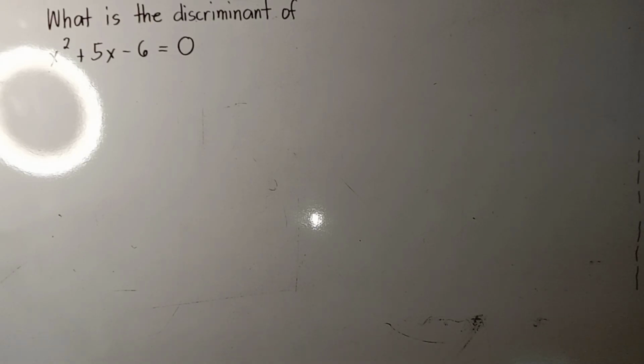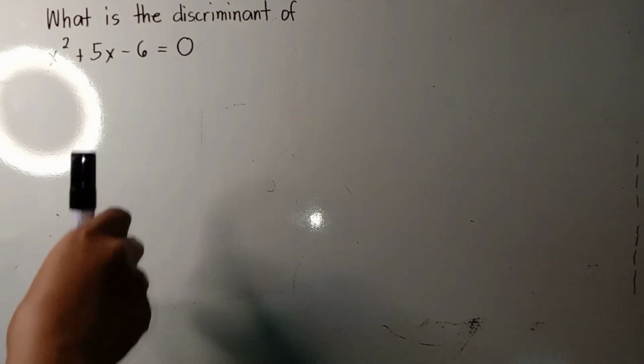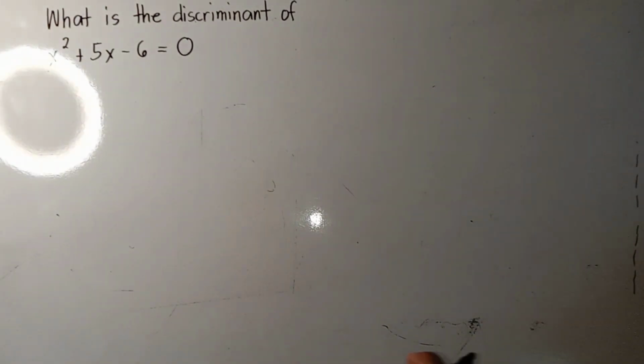In this video, we're gonna talk about discriminant and roots of quadratic equations. So what is the discriminant of x squared plus 5x minus 6 equals 0? So the first step is to identify the values of a, b, and c.